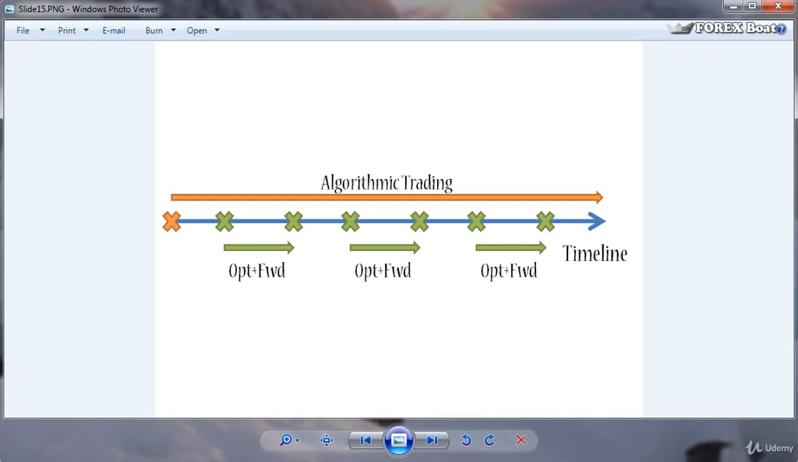So that's in a nutshell rolling optimization. I trust that you will take this into account and use this in your own trading strategies. It's a very useful method that can really protect your investments and returns that you've already made.